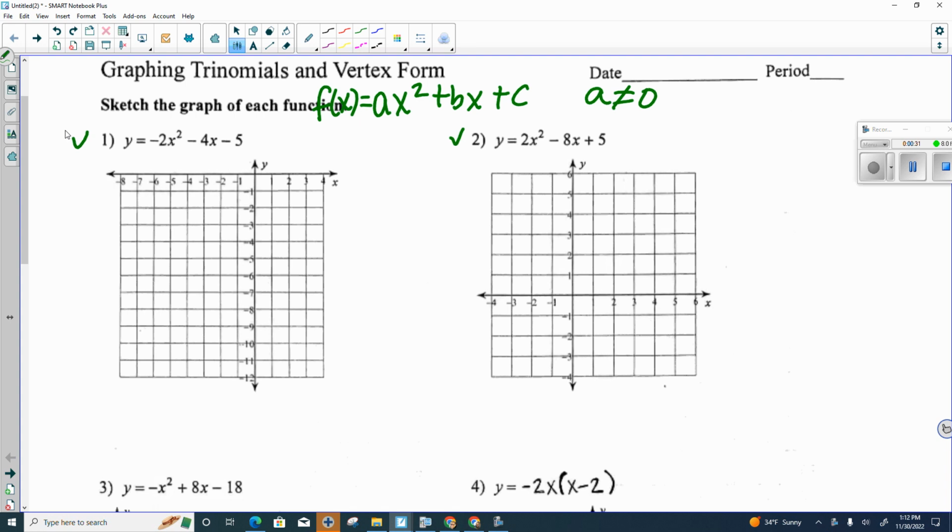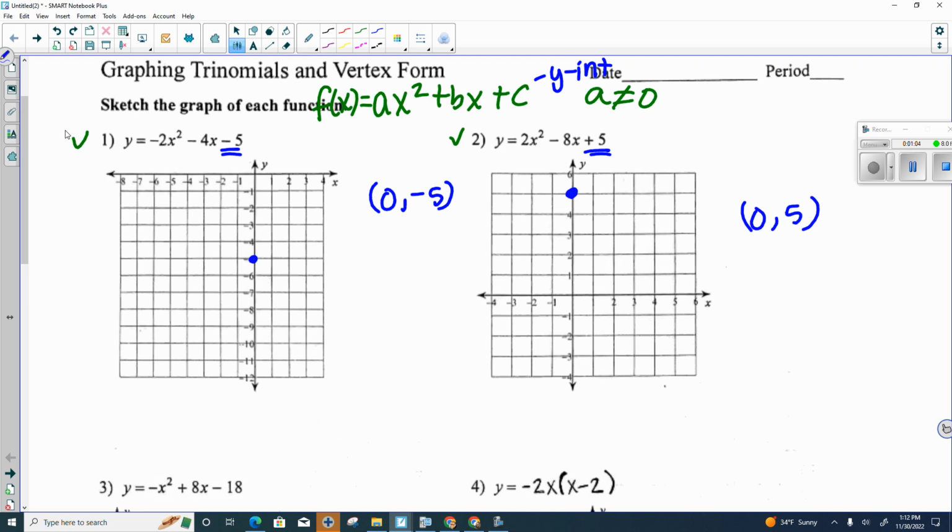Okay, so there's a couple things about this particular format. We know that c, whatever number here, represents the y-intercept. So as I'm looking here at the 5, that's my y-intercept. It represents 0, 5, a point on my quadratic. Now looking at number 1, it's negative 5. This also represents a point on my quadratic. This one's 0, negative 5. Okay, it's a good start.